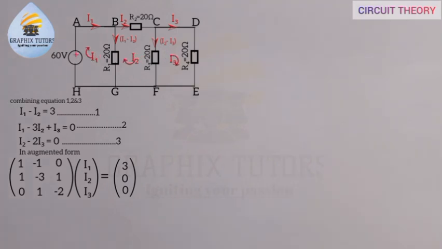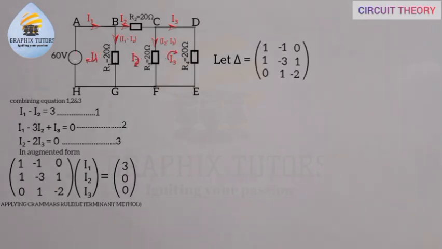So the first column is for I1, the second column is for I2, and the third column is for I3. We have written this in matrix form because we want to use Cramer's rule in solving this question. So applying Cramer's rule, which we call the determinant method, the first step is to represent this matrix with a value. I'll use delta to represent it. Let delta equal everything we have here: 1, 0, minus 1, minus 3, 1, 0, 1, minus 2.